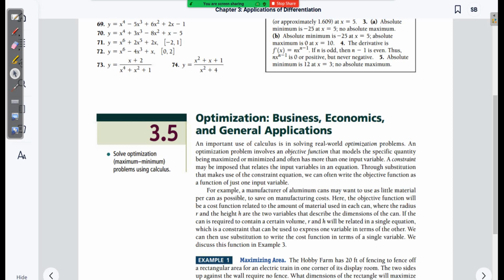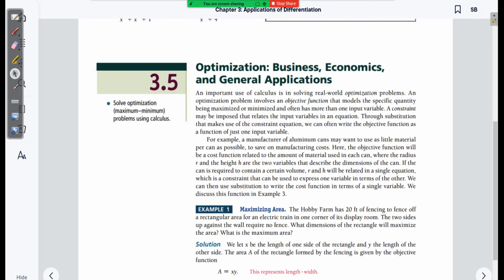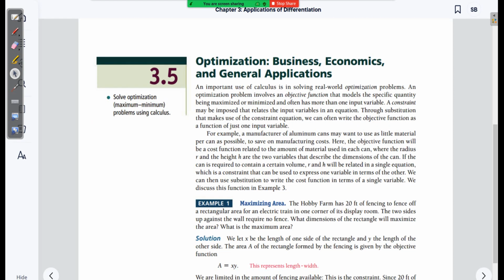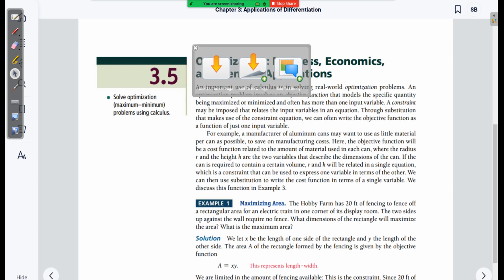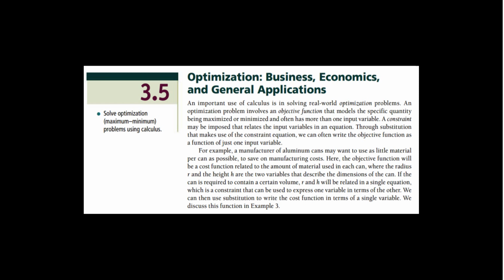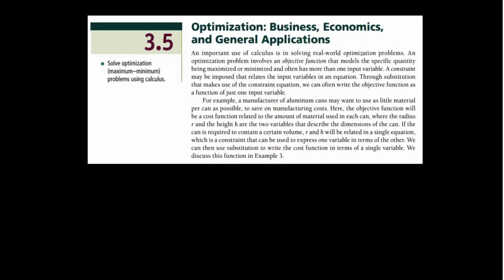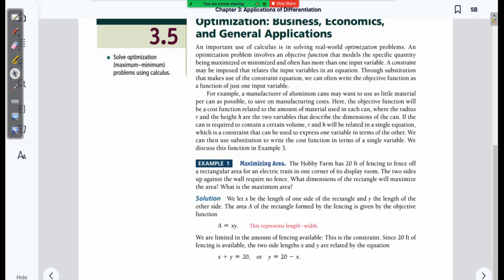All right, today we're talking about Chapter 3, Section 5, Optimization of Business, Economic, and General Applications. So, as usual, we're just going to snip this and put it on the front of the notes. It basically comes down to saying, this stuff that we're about to do today is pretty darn useful. You actually do see it.